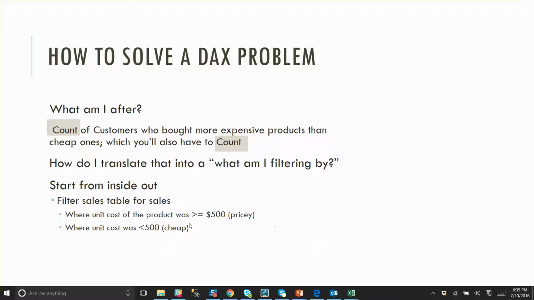So you can start from the inside out. You know that you'll have to filter the sales table for sales where the unit cost of the product was, say, greater than 500. That's how we're defining pricey, that what it cost us to produce it was more than 500, and where the unit cost is less than 500. We need those two numbers. And we know we're also going to have to filter the customer table to find those customers who bought more pricey than cheap products. And in a way, you'd think, oh, well, this can't be that hard to solve. It's not, and it's kind of a common question to ask. It's actually a little tricky.